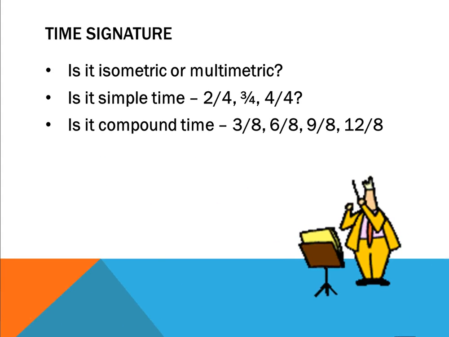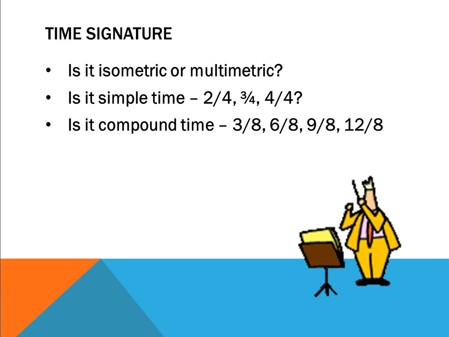For time signature, the first thing you have to do is determine whether it is isometric or multimetric. Isometric simply means that the time signature does not change all the way throughout, whereas multimetric means that it's a changing time signature. Even if it only changes maybe once during the whole song and then back to the original, it's still multimetric. Then you have to work out what the time signature actually is. Is it 2/4, 3/4, or 4/4?